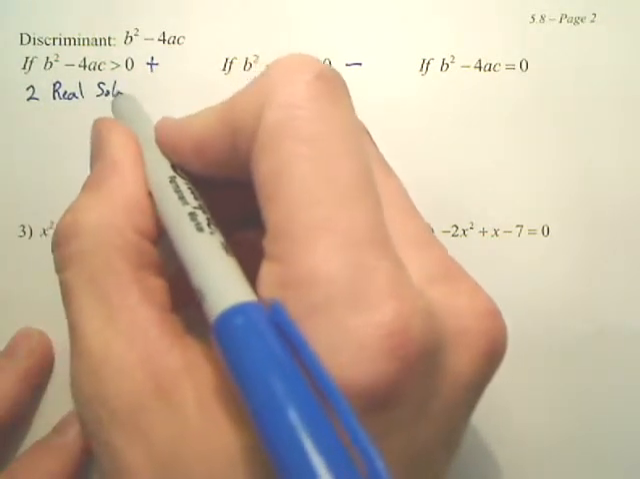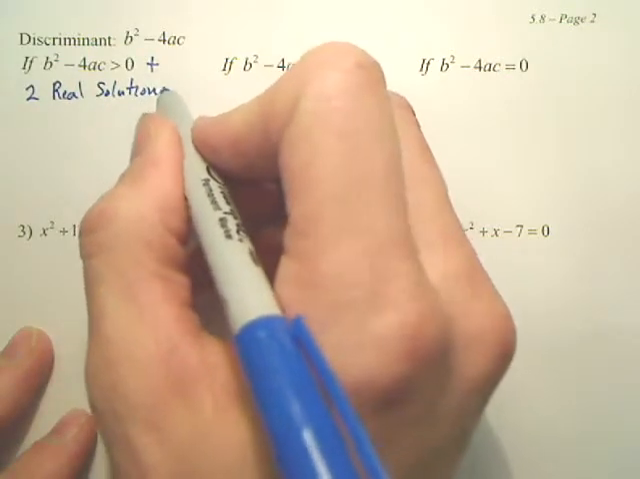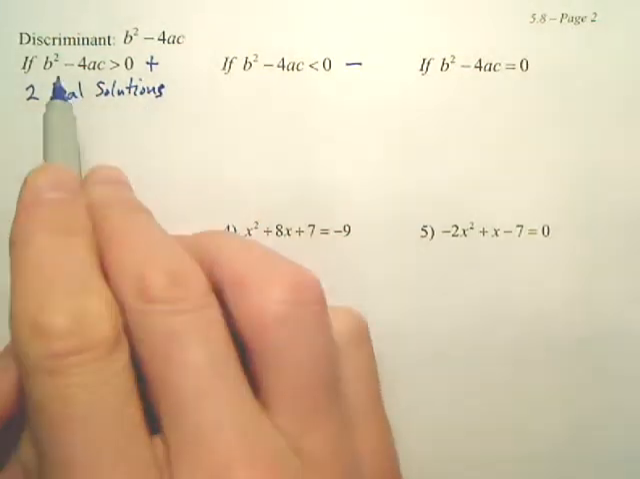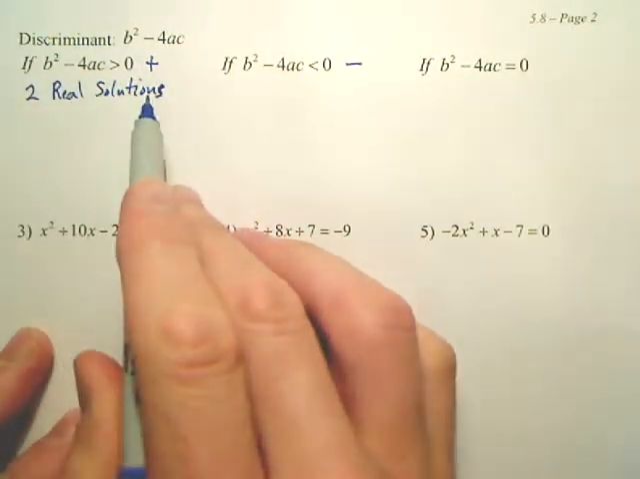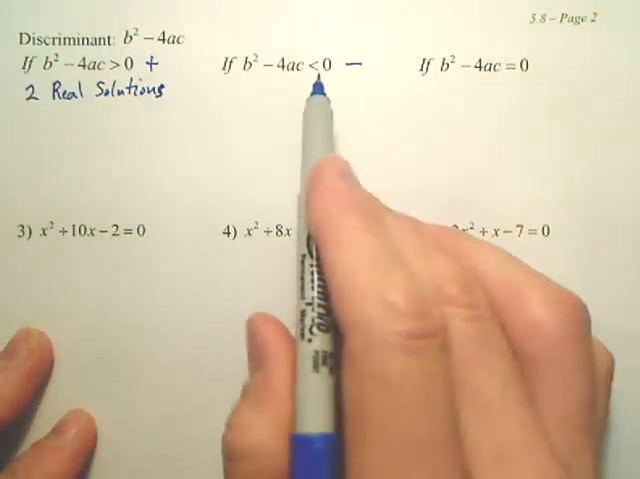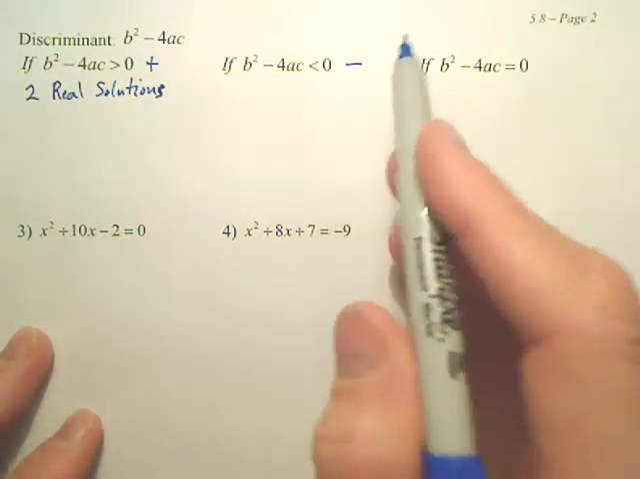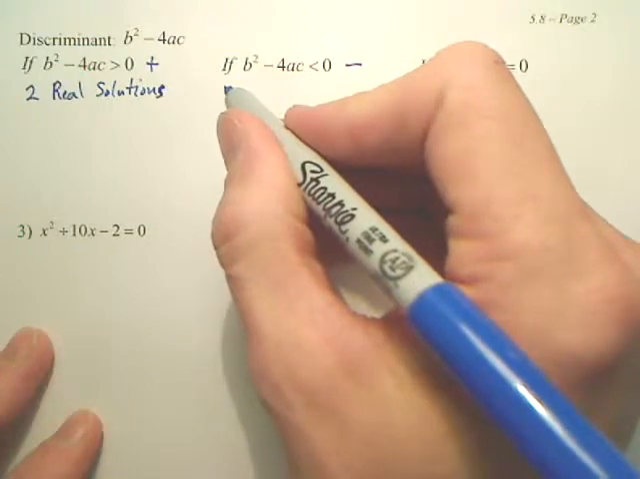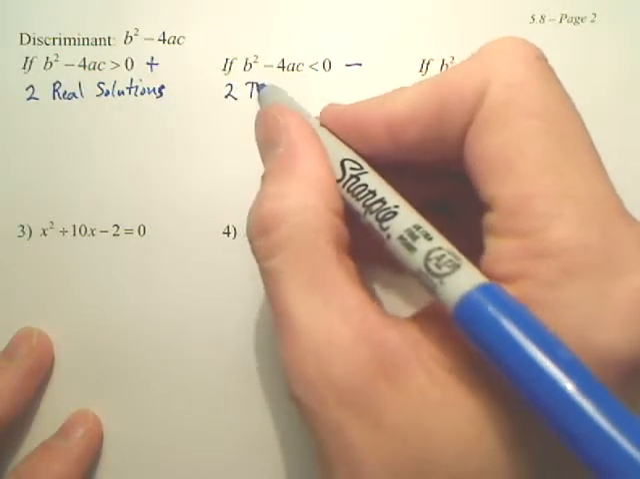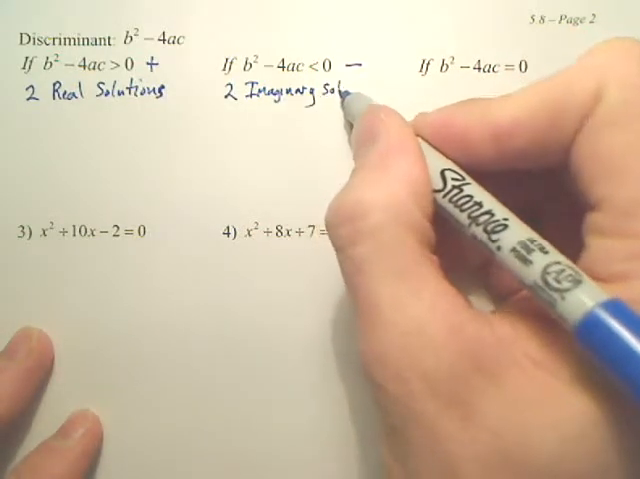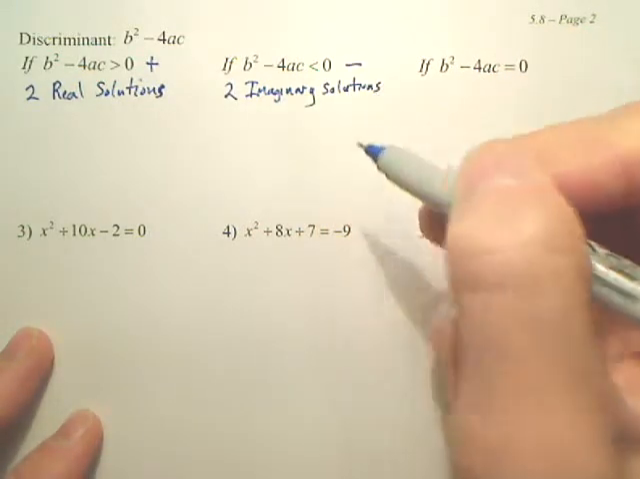real solutions. If you get this, your answer will have 2 real solutions. If it is negative, meaning there's a negative inside of the square root, all of a sudden your answer has 2 imaginary solutions.